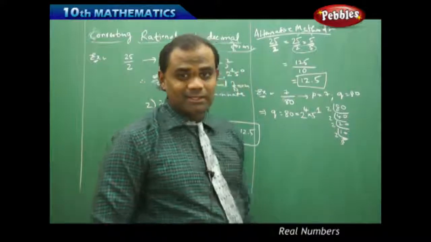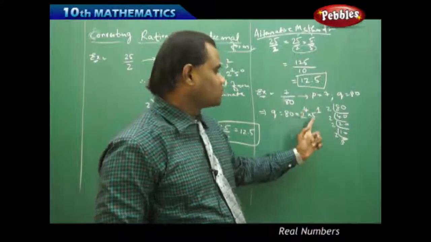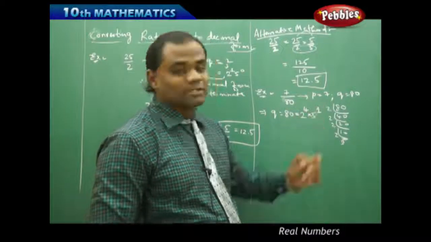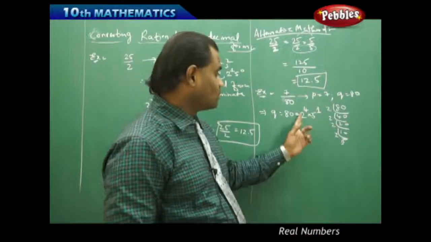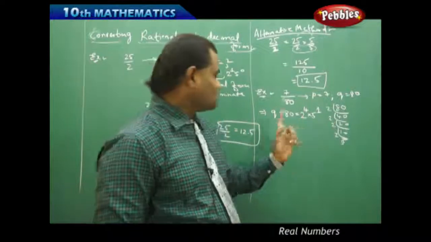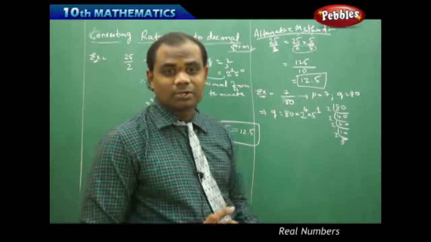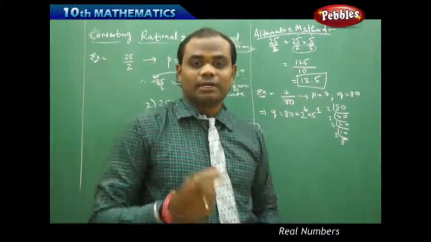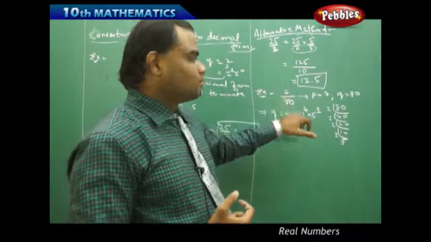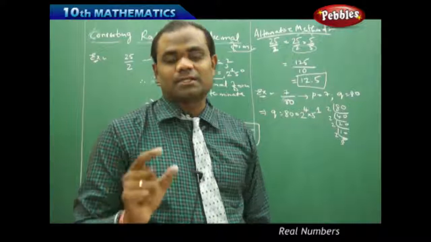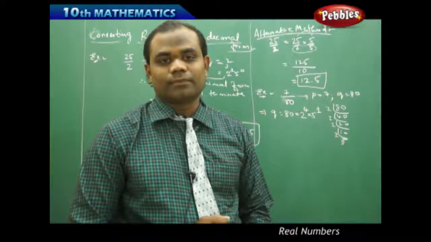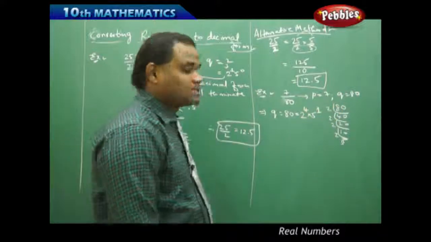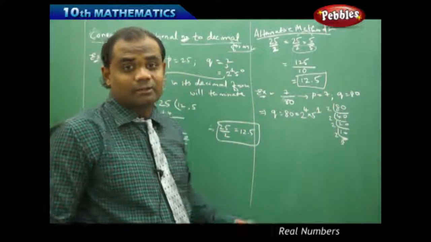So clearly this is in the form of 2 power n into 5 power m, where n is 4 and m is 1. This is how I understand that because I can express q in the form 2 power n into 5 power m, the given rational number can be expressed as a terminating decimal. This is the most important concept supported by the theorem. So let's see what that terminating decimal value is.